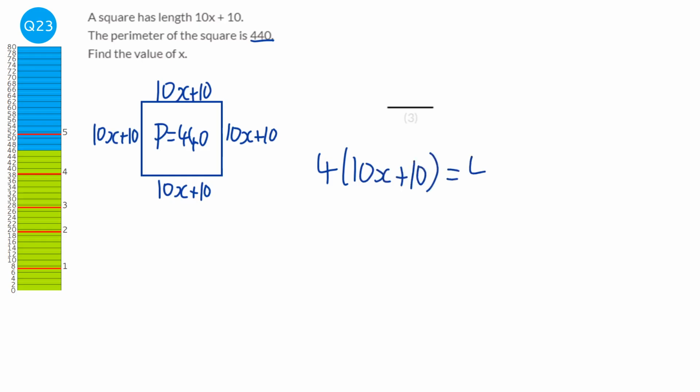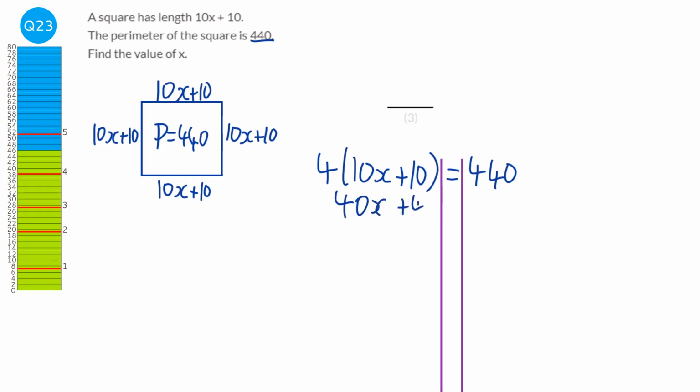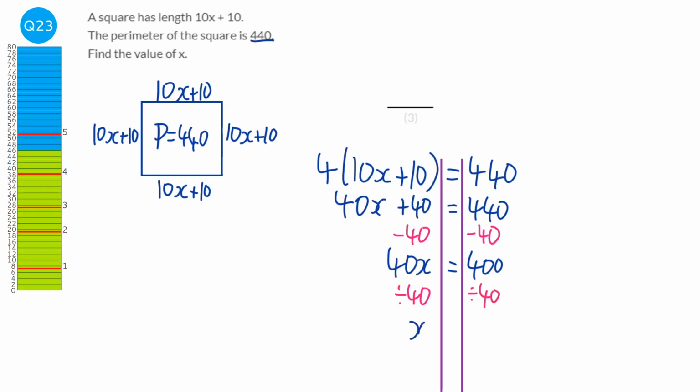But we also know that that is going to be 440 because we're told in the question that the perimeter is 440. So put our lines in because we're going to solve, and we're just going to start by expanding the brackets, so that'll be 40x plus 40 equals 440. Then we're going to get rid of the plus 40 first, so take away 40 both sides, and so that'll be 40x equals 400. And then we get rid of the 40 before the x, so we divide both sides by 40. And we've got x equals 10. So our answer is 10.